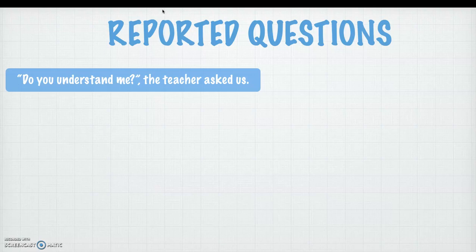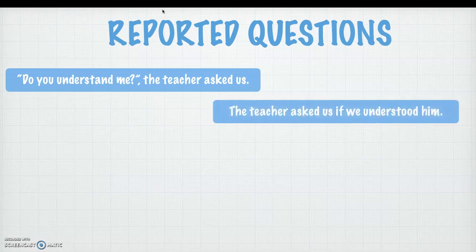So here, we don't know if the teacher is a man or a woman. We can say understood him or her. The teacher asked us if, and you is we, because the teacher asked us. So the teacher asked us if we understood him or her.